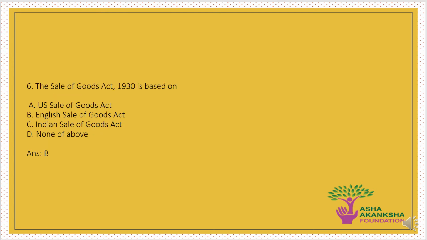The next question is, the Sales of Goods Act 1930 is based on which of the following acts? Options are A, US Sale of Goods Act, B, English Sale of Goods Act, C, Indian Sale of Goods Act, or D, none of the above. The correct answer to this question is option B, that is, the Sales of Goods Act 1930 is based on the English Sales of Goods Act.